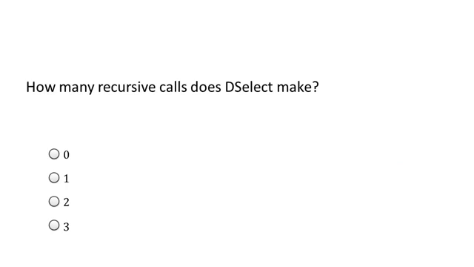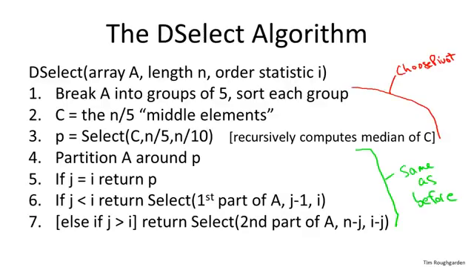All right, so the correct answer is 2. There are 2 recursive calls in deselect. And maybe the easiest way to answer this question is not to think too hard about it and literally just inspect the code and count, right? Namely, there's 1 recursive call in line 3, and there's 1 recursive call in either 6 or 7. So quite literally, there are 7 lines of code, and 2 of the ones that get executed have a recursive call. So the answer is 2.